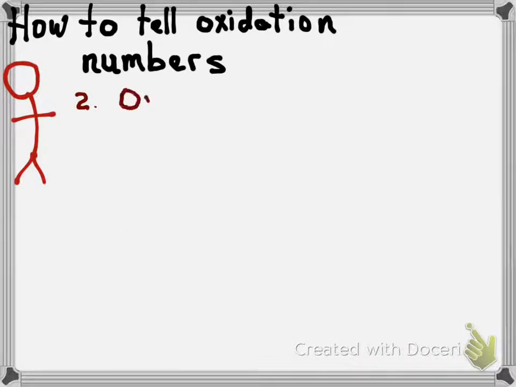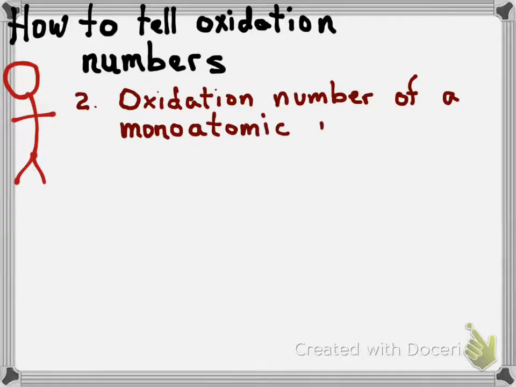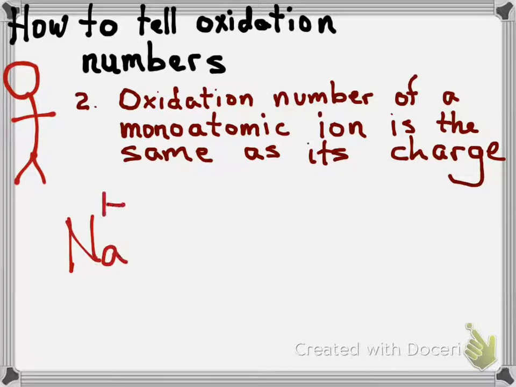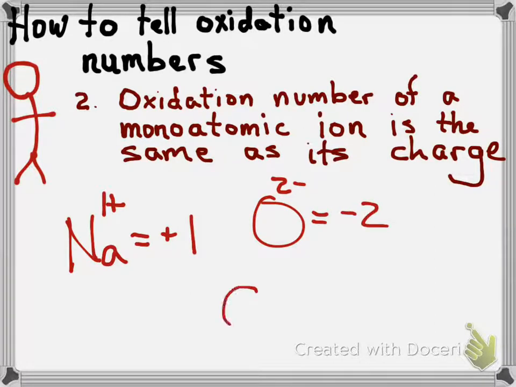Rule number 2. The oxidation number of a monoatomic ion is the same as its charge. So if you're talking about the sodium ion, you know that it always has a charge of +1. So the oxidation number is +1. The oxide ion has a charge of -2, so its oxidation number is -2. Chloride has a charge of -1, so its oxidation number is -1.